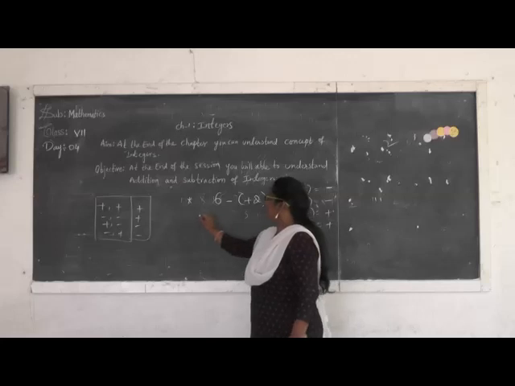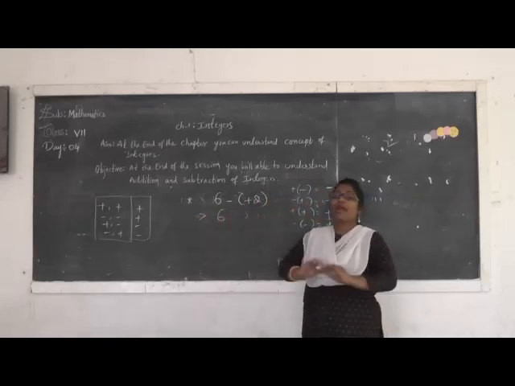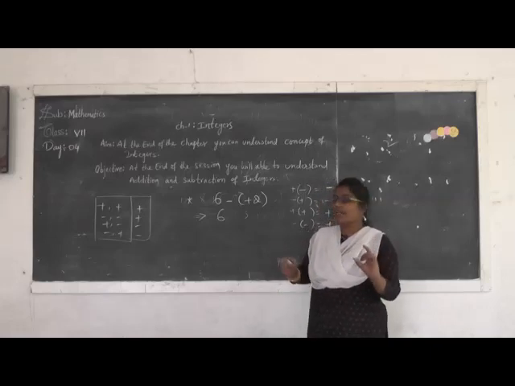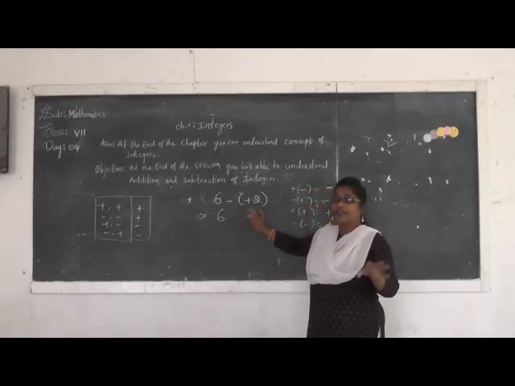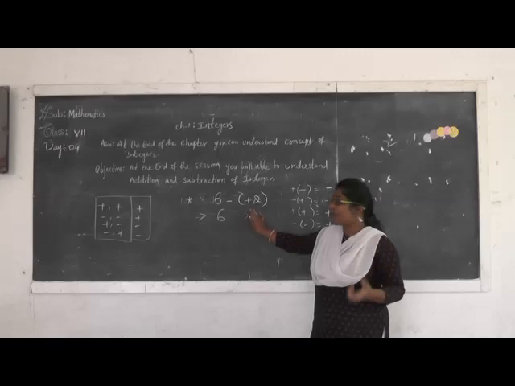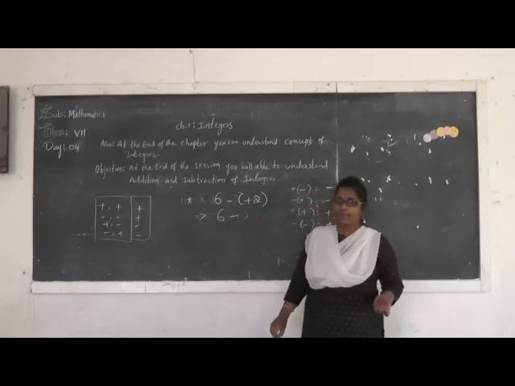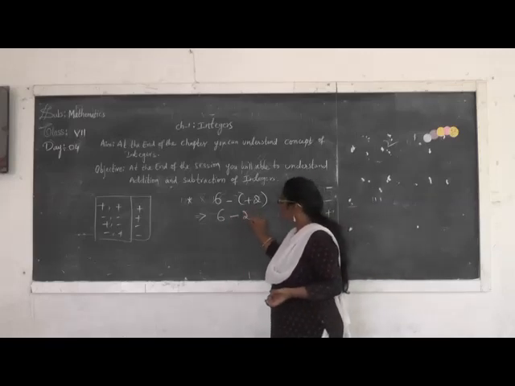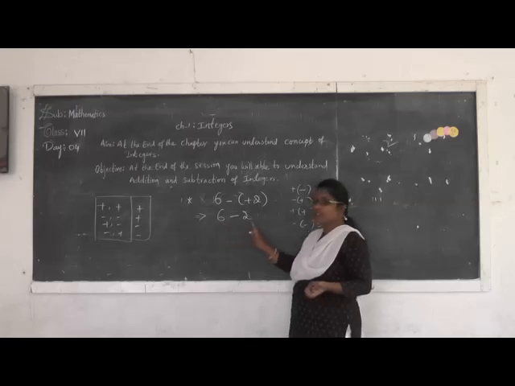Let us see. First step is similar here also. 6, one is minus, one is plus. We have to remove the brackets, right? So both are having the same or different signs? Different. Whenever it is different, what do we have to do? We should connect with a minus symbol. 6 minus 2. Understand? 6 minus 2.